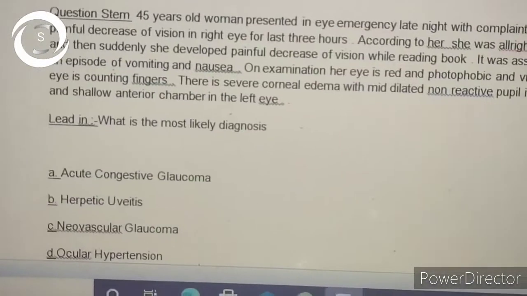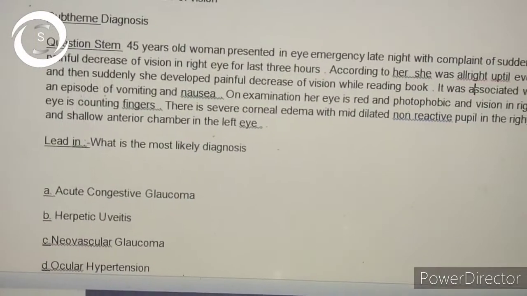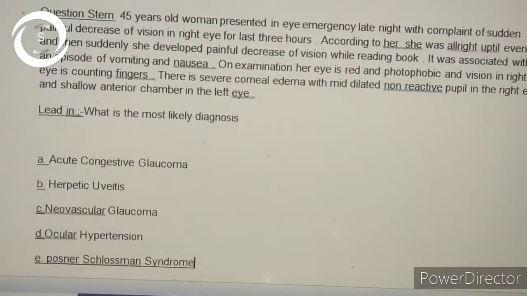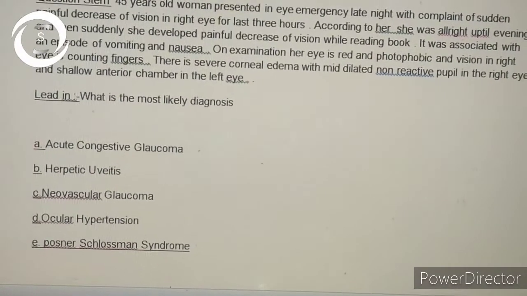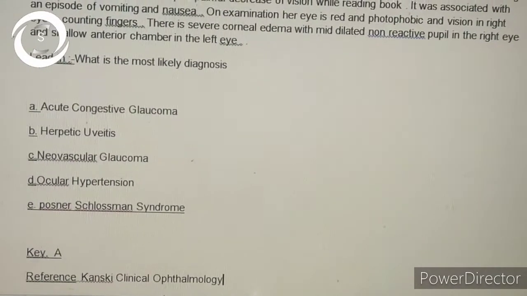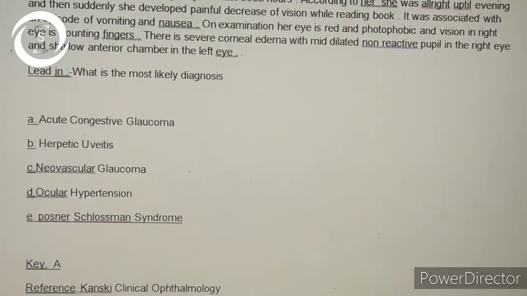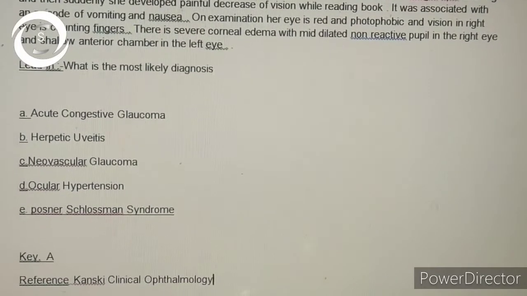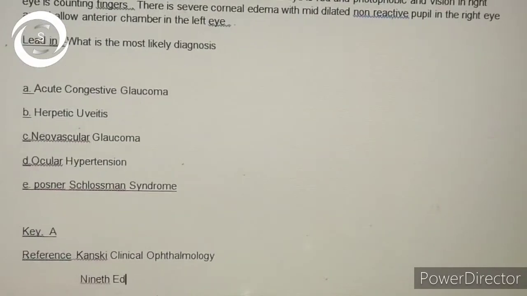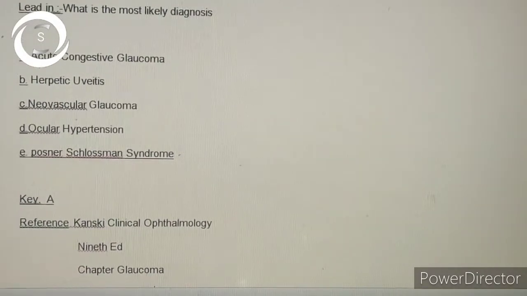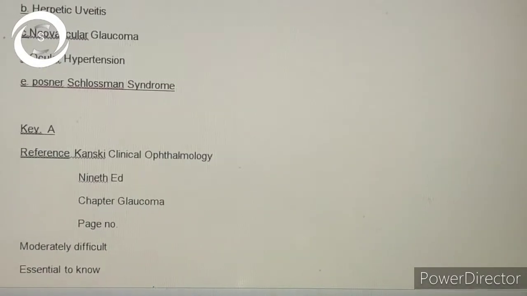Then you give options like A, B, C, D, E, and the options should be given in alphabetical order. Like A option is acute congestive glaucoma, then after A comes H, herpetic uveitis, then comes N, neovascular glaucoma, then O, ocular hypertension, then P, Posner-Schlossman syndrome. So you should also remember that you should state the options in alphabetical order, and then you should give the key. Like in this statement, A is correct, so you just write A, not the whole acute congestive glaucoma, and then you have to present the reference from where you have made this MCQ.